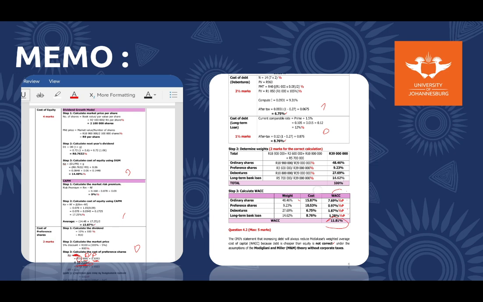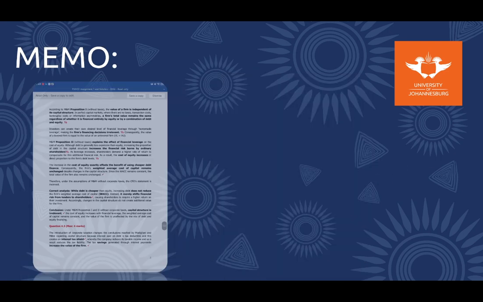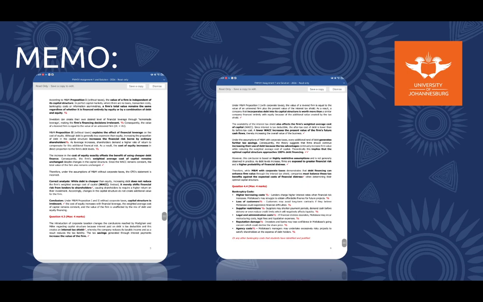Okay, moving right along, we get to the theory, right? I'm not going to spend a lot of time within the theory. The theory is a suggested solution, right? So you don't have to say the words exactly as they are, but according to the MM proposition, the value of the firm is independent of its capital structure. In a perfect capital market, there are no taxes.